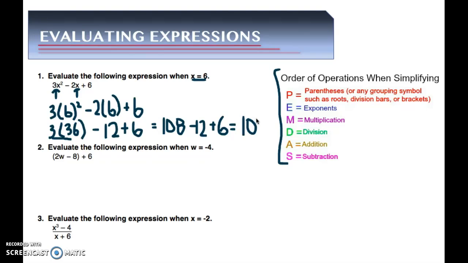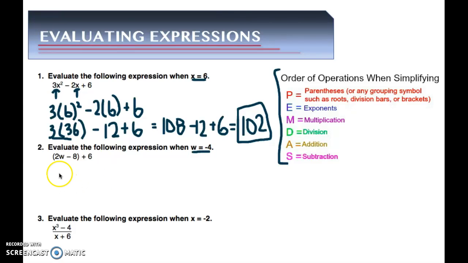When I am dealing with expressions and I'm evaluating expressions, you will end up with a final answer. It will not be in the form x is 102 or t is 102 because we're not solving. We don't have an equation. We just have an expression. Let's try our next example.